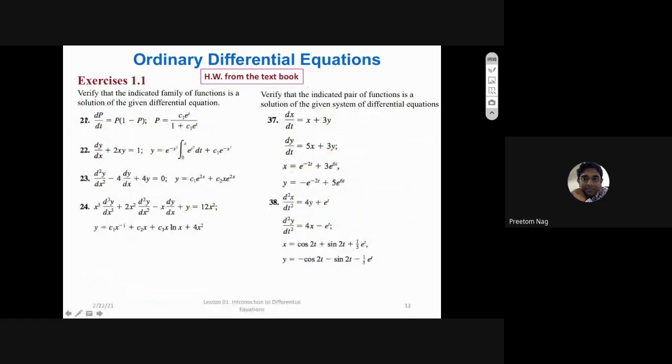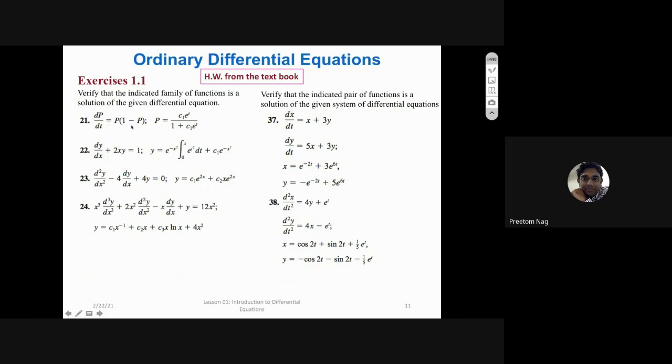Okay, so verify that the given family of functions is a solution of the given differential equation. So this should be verified as the solution. So how can we verify? You have p, so find dp by dt, and see whether it equals p into 1 minus p.